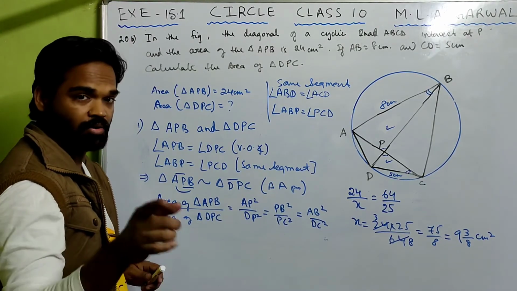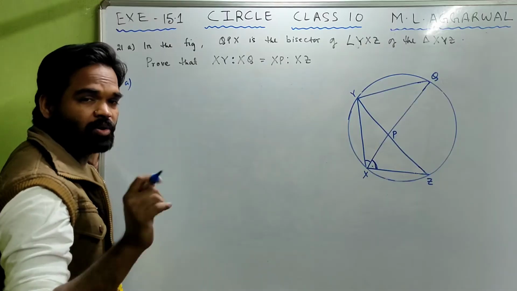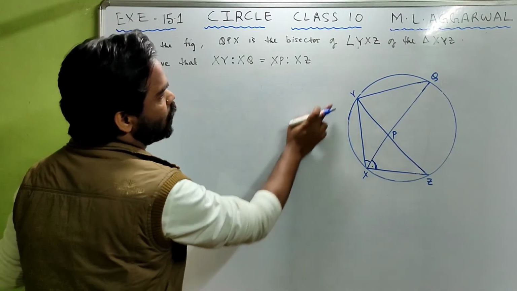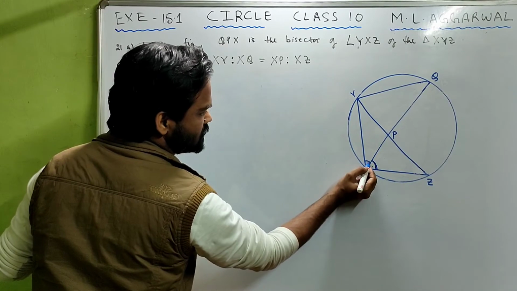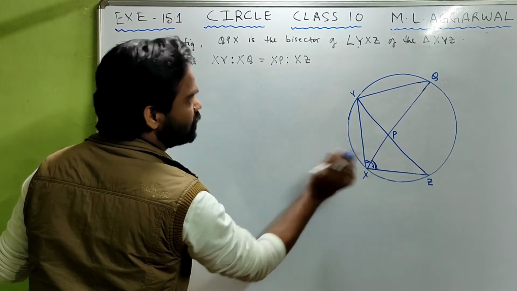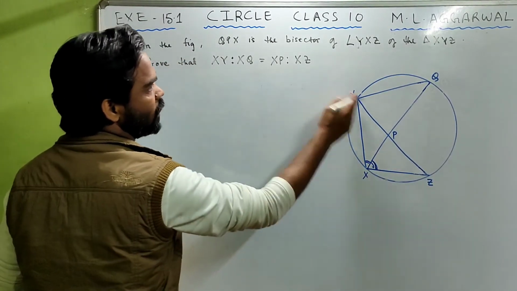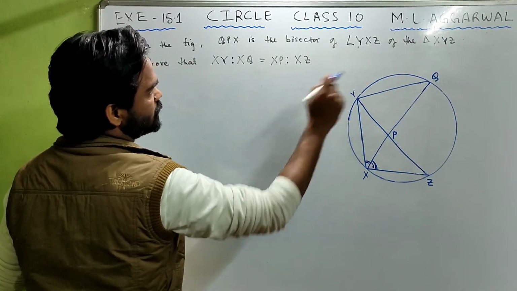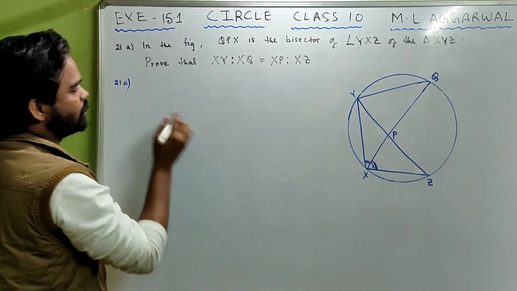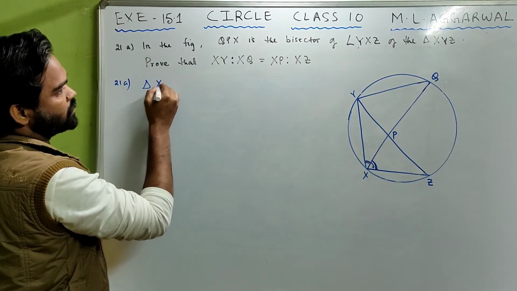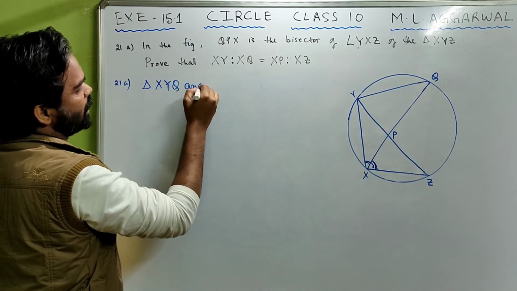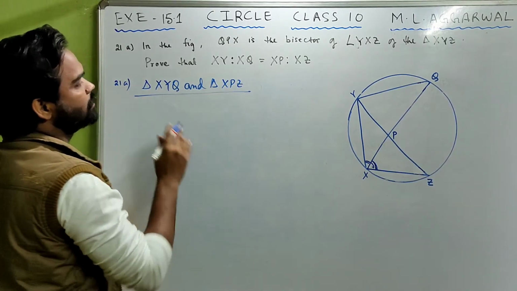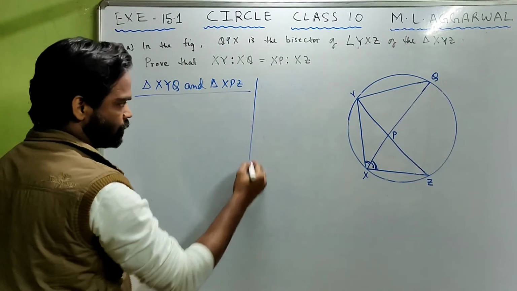Done. Now let us look at the next sum. Now look at 21 part A. In the figure, QPX is the bisector of angle YXZ of triangle XYZ, which means this angle and this angle will be equal. Prove that XY is to XQ is equal to XP is to XZ. Just look at triangle XYQ and triangle XPZ. We'll try to prove them similar. Our work will be done.